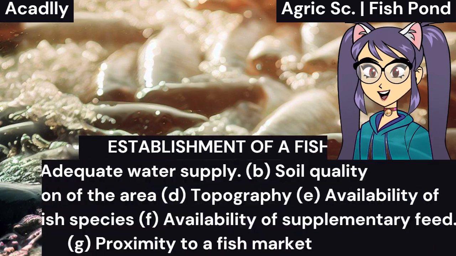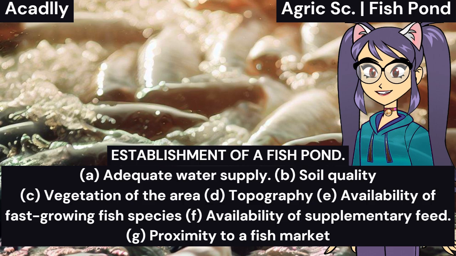Establishment of a fish pond. 1. Factors to consider before establishing a fish pond. Adequate water supply. It can be sourced from boreholes, streams, or lakes, with unpolluted and uncontaminated water being ideal. Soil quality. Soil with sufficient clay content to retain water, while checking for residual chemicals from previous farming activities.